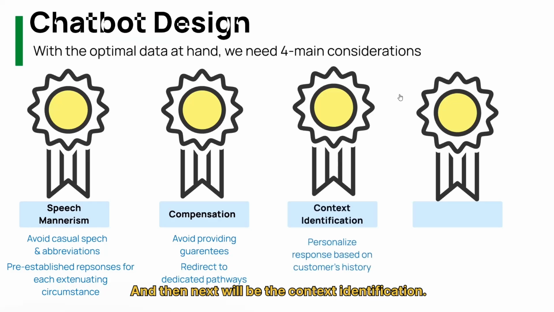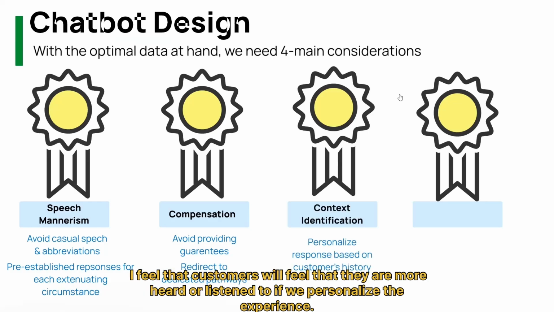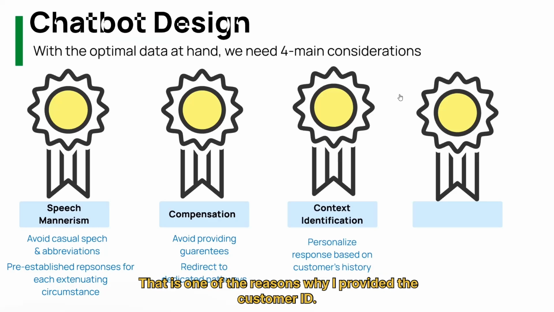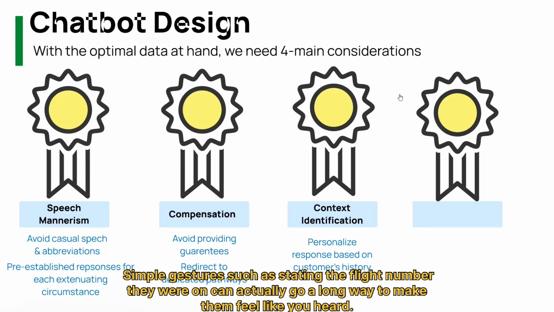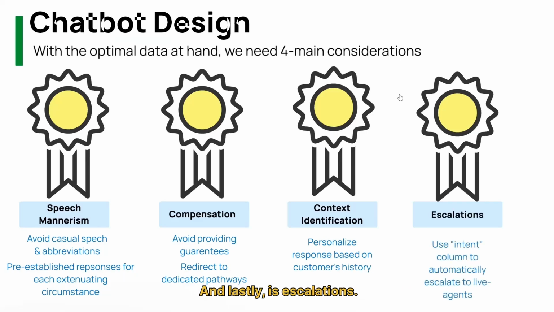And then next will be the context identification. I feel that customers will feel that they are more heard or listened to if we personalize the experience. That is one of the reasons why I provided the customer ID. By providing a customer ID, the chatbot will be able to gather data on all of the reviews, all of the past experiences of the customer, and better personalize the experience. Simple gestures such as stating the flight number they were on can actually go a long way to make them feel like they're heard. And lastly is escalations.